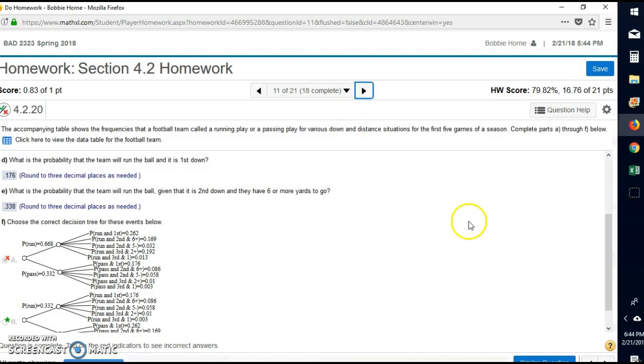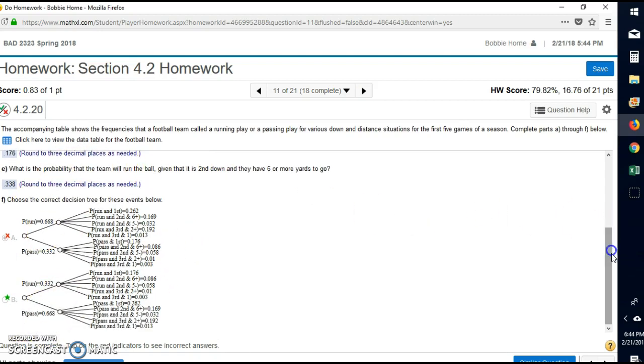Problem number 11. What is the probability the team will run the ball and it is first down? You have to make a chart again, kind of like we just did on the earlier one, and you basically fill it out the same way. I will work this problem in another video because I don't want to run out of time while I'm working in the middle of it. Of course, you can see I went through this fast and did this backwards, so I'll explain why I missed that. So I will only work problem 10 in this video.